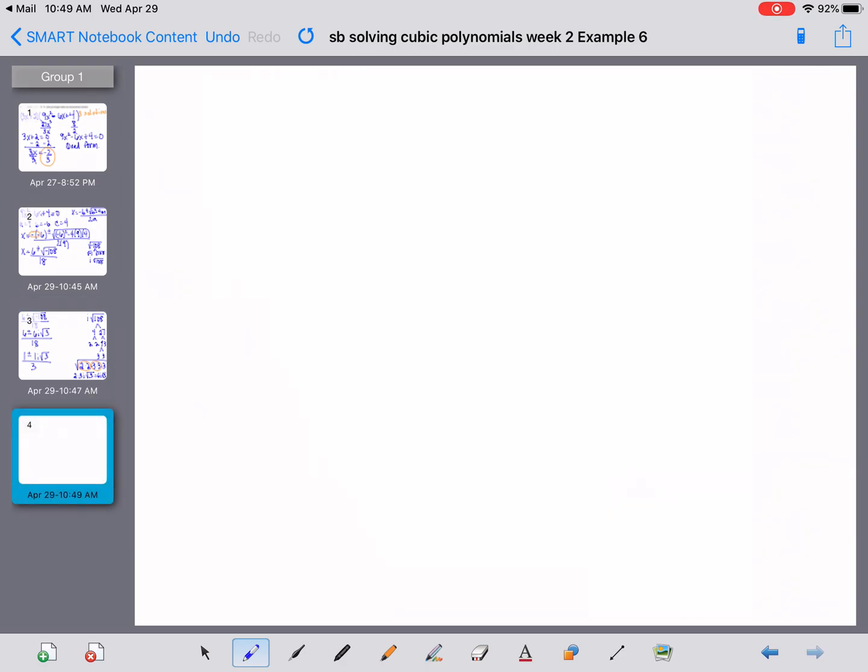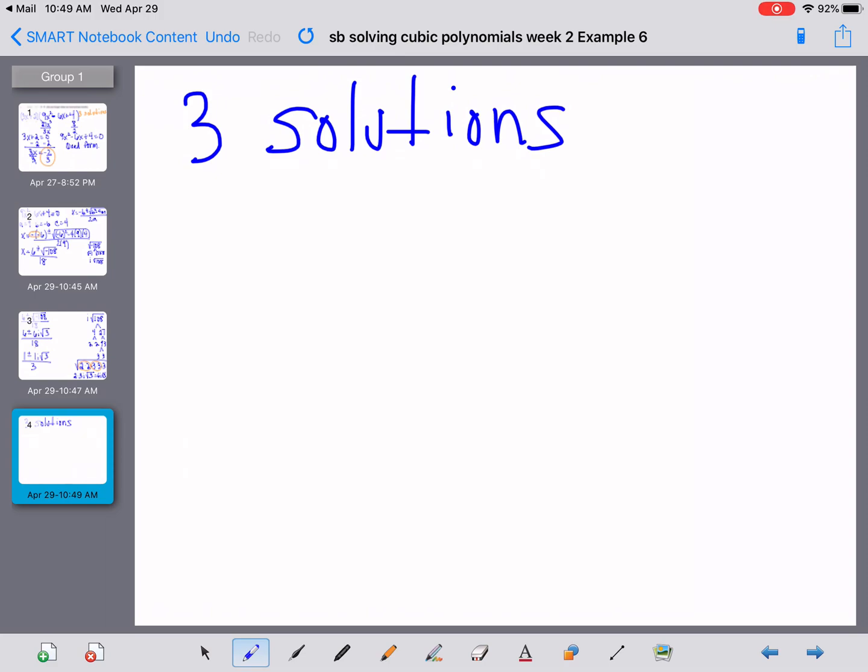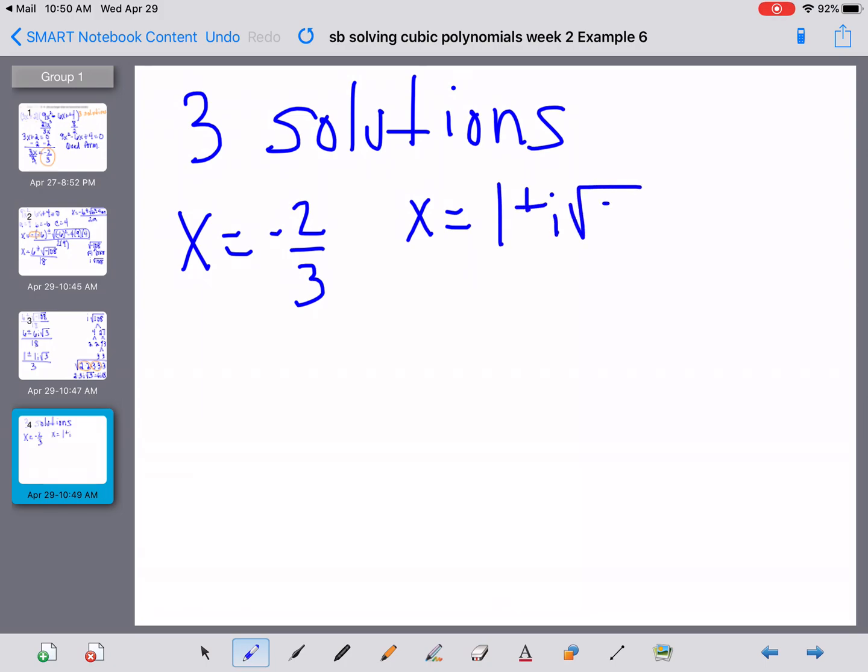What we said is that we would get 3 solutions, and again, that's because the degree of our polynomial is a cube. It's to the 3rd power. We came up with x equals negative 2/3, and then we came up with x equals 1 plus i square root of 3 over 3, and 1 minus i square root of 3 over 3. You could write the 1 in front of the i, I just didn't happen to do that, and we are fine with you writing 1 plus or minus i radical 3 divided by 3.